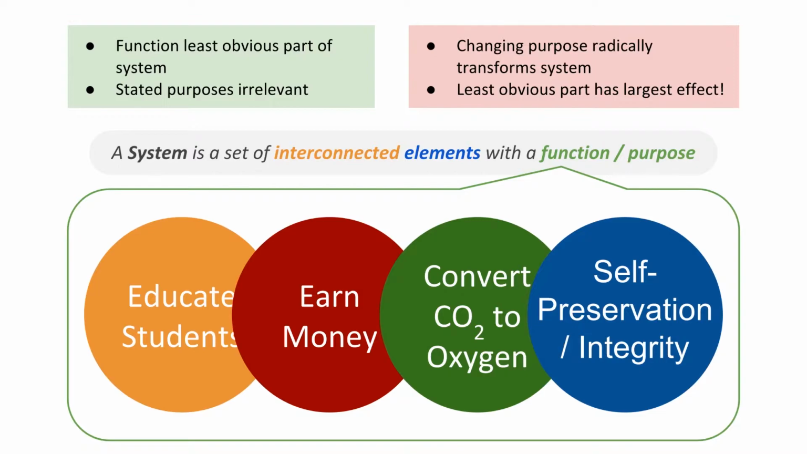As you might imagine, changing the purpose of a system will radically transform the way that system behaves. So if the school from before, for example, shifts its focus from primarily trying to educate students to primarily trying to earn money, that will fundamentally transform the way that that institution operates. Or if we think of a sports team, if they change their purpose from trying to win games to trying to lose games, that will obviously have a huge impact on the way that sport works. So this is the first sort of counterintuitive but really important insight that systems theory provides. It's that the least obvious part of a system actually has the largest effect on the system's behavior.